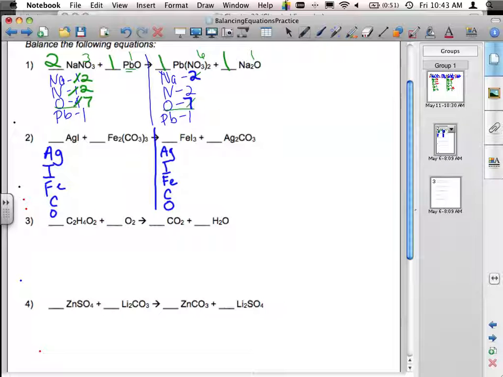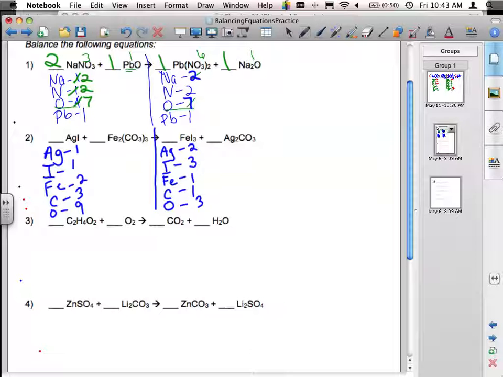Alright, on the left-hand side, how many silver? 1. Iodine, iron, carbon, 3, 9. Oxygen. Okay? Over on the right side, silver, 2, iodine, iron, carbon, oxygen. Okay.